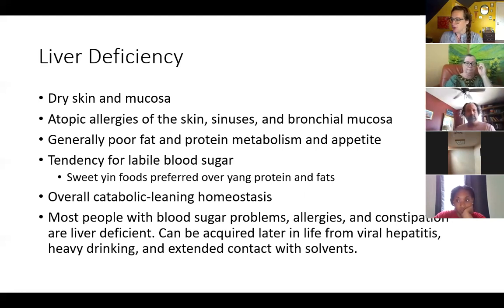So most people with blood sugar problems, allergies, and constipation are liver deficient, and that can be acquired later in life from viral hepatitis, heavy drinking, and extended contact with solvents. I'm like, that seems really random, but Michael Moore has enough experience to know that's probably where it can come from. But heavy drinking, I think there are other things like that over longer periods of time. Light drinking can just cause that subtle deficiency. And that's my take on this, that the subtle deficiency over a long period of time can also cause deeper deficiencies over time too.